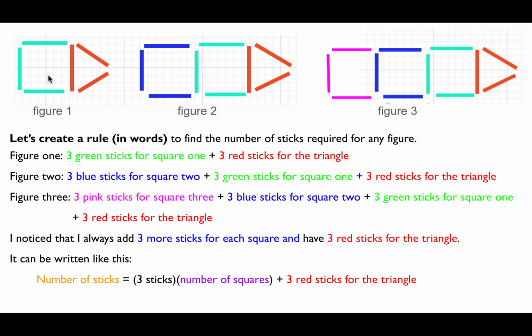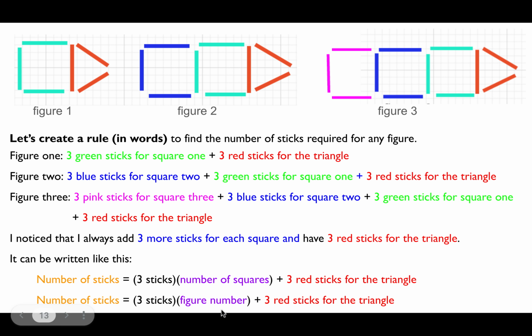But instead of saying the number of squares, we want to know for the figure number. And what I noticed is that the figure number is equivalent to the number of squares. So figure 1 has 1 square, figure 2 has 2 squares, and figure 3 has 3 squares. So instead of putting the number of squares, I'm going to replace that with the figure number. So again, the number of sticks is my 3 sticks multiplied by the figure number plus my 3 red sticks for my triangle.